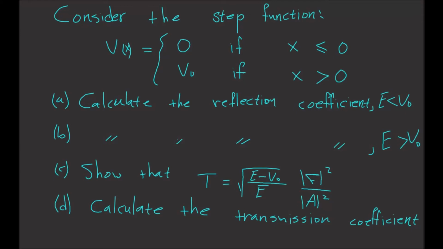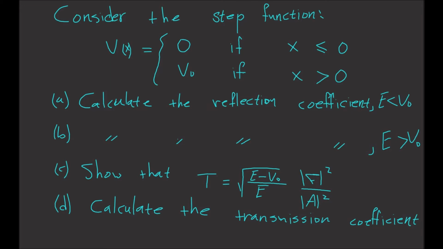Let's consider the step function V of x, equal to 0 if x is less than 0, and equal to V naught if x is greater than 0. And we're going to calculate four things. The first thing we're going to calculate is the reflection coefficient for the case that the energy is less than the potential. Then we're going to calculate the reflection coefficient if the energy is greater than the potential.